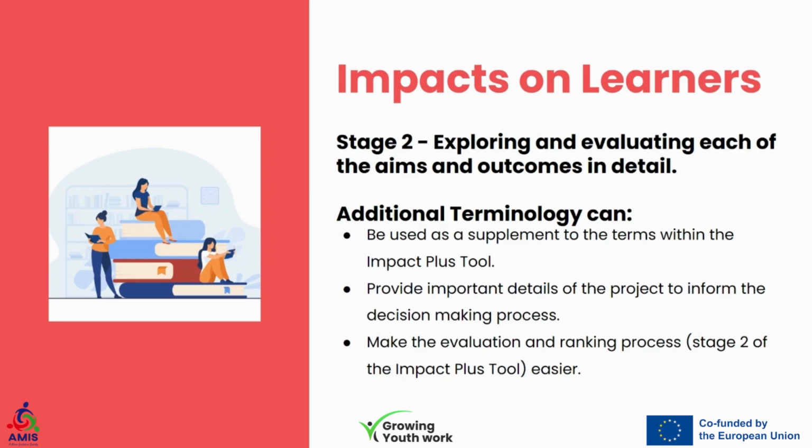Hereafter, the entire cube of learners is ranked in comparison to the other three using the 1 to 5 scale from low to high impact. In other words, the outcomes in the cube itself are first evaluated, and after that, the entire cube is ranked and compared against the three other cubes in the Impact Plus tool to determine which cube is most important and will have the highest impact.